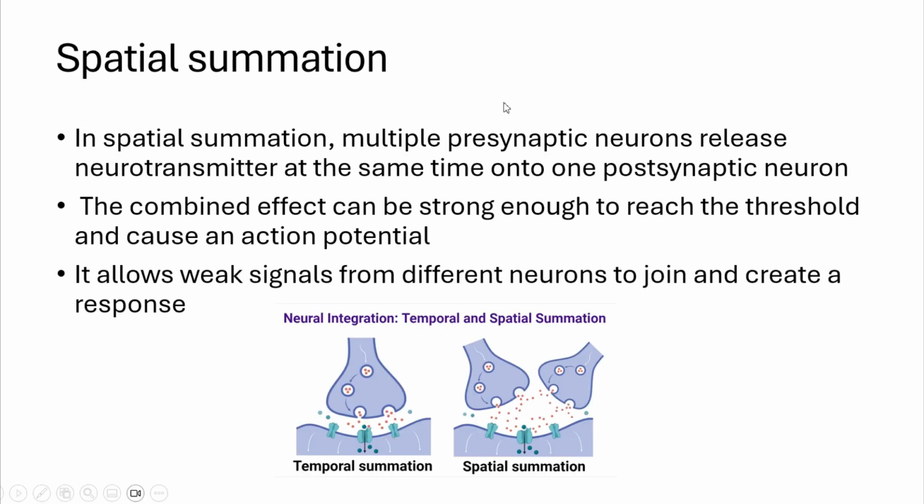Spatial summation. In spatial summation, multiple presynaptic neurons release neurotransmitter at the same time onto one postsynaptic neuron. The combined effect can be strong enough to reach the threshold and cause an action potential. It allows weak signals from different neurons to join and create a response. So spatial is when a lot of different neurons move small amounts of neurotransmitter across, which might build up and create an action potential.